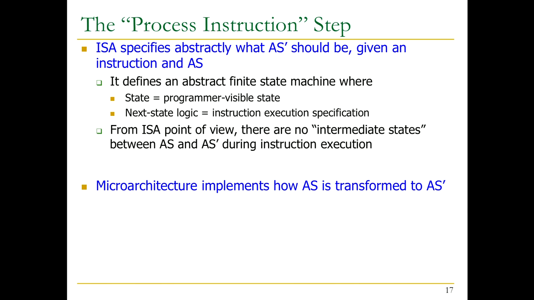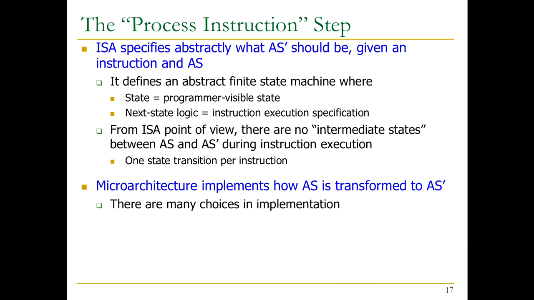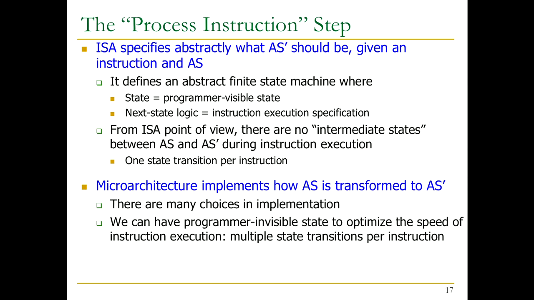From the ISA point of view, there are no intermediate states between the architectural state and architectural state prime during instruction execution. But that's completely different at the microarchitecture level. From the ISA point of view, you have one state transition per instruction. At the microarchitecture level, we implement how architectural state is transformed to architectural state prime. There are many choices that you have in implementation, assuming you're bound by this von Neumann model. We're going to assume the von Neumann model for now. We can have programmer invisible state to optimize the speed of instruction execution.